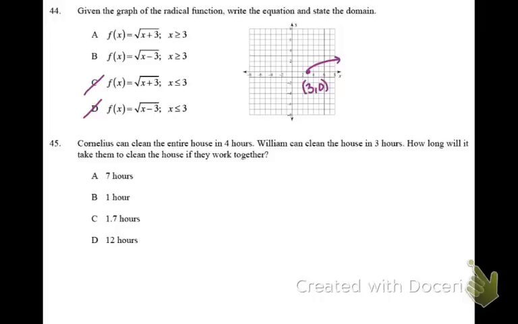And then for this one, your parent function for the radical starts at 0, 0. And what happened was we took that and we moved it over 3 units to the right. So 3 units to the right means it's going to be x minus 3 underneath that radical. So minus 3 underneath the radical means you're moving 3 to the right. Plus 3 means you're moving 3 to the left. So this one is to the left. It's the opposite of what you would think it would be.